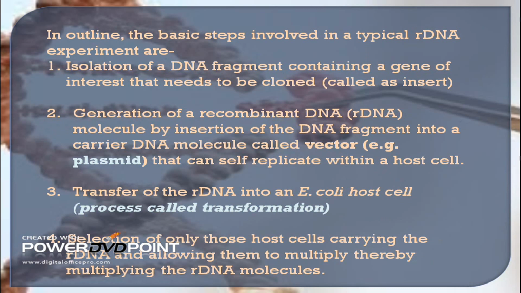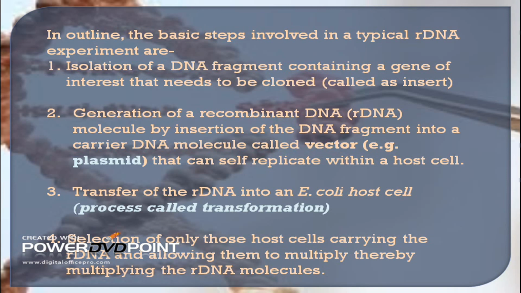So the first step is to isolate a DNA fragment containing the gene of interest that needs to be cloned, also known as the insert. So if you want to clone a gene from a plant cell, you have to take the DNA fragment from the plant cells, and if you want to clone the gene of interest from animal cells, then you have to take the DNA fragment from animal cells, likewise.